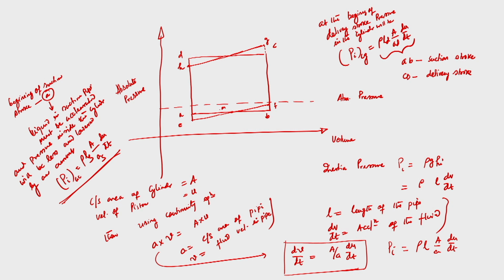Now let us say this is N. The actual indicator diagram considering the inertial effect, the indicator diagram considering inertial pressure, will be E, M, F, G and H.